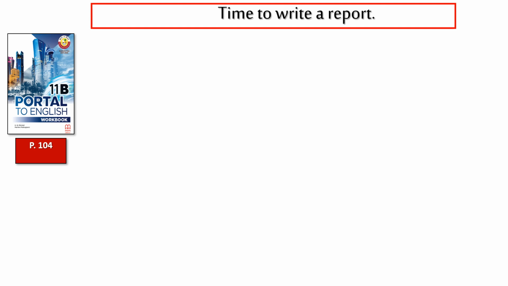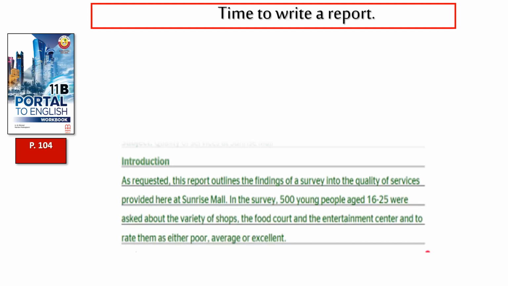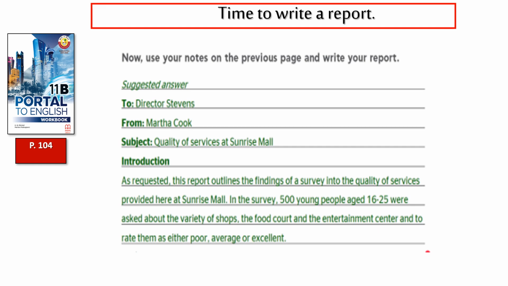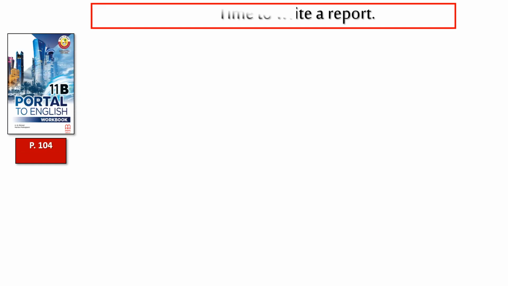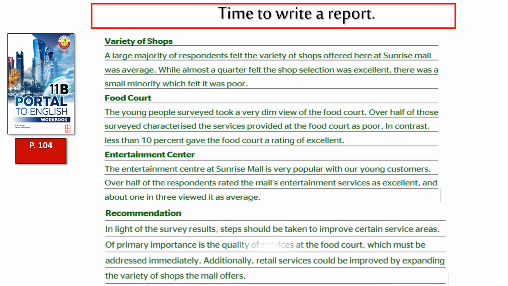So we suggest this topic for you in order to take it as a model. Here's to whom, from whom, and the subject. Here's the introduction. Here's heading 1, or this is heading 2 after introduction, variety of shops. Then heading 3, food court. Heading 4, entertainment center. And the final one is recommendations.